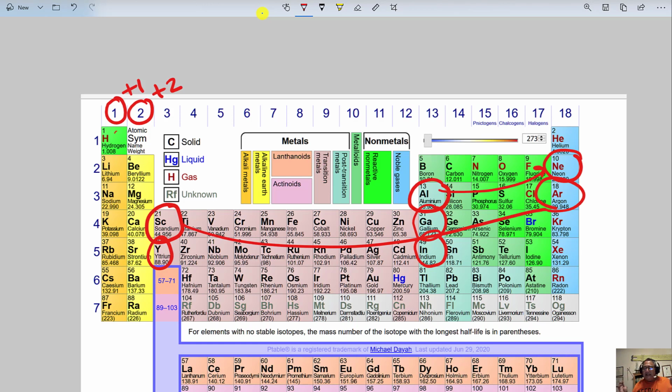Okay, so that's the idea. Position on the periodic table, which is the important point of this segment, can help you predict what the charge of ions will be.